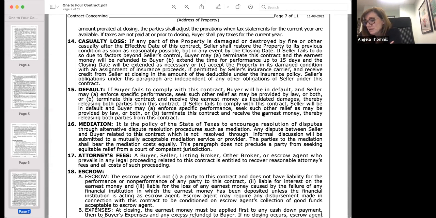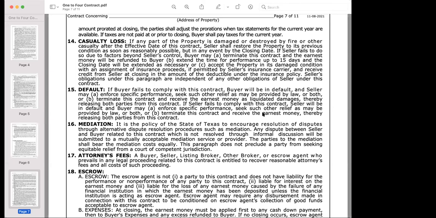And the buyer has several different options. They may terminate. They may extend the time of performance up to 15 days and extend the closing. And the third one says they can accept the property in the damaged condition and get the insurance proceeds. The tricky thing on that is insurance companies are becoming more and more reluctant to assign the proceeds.